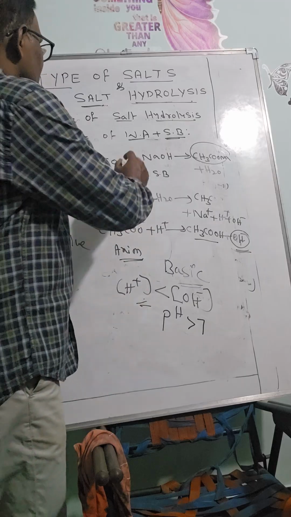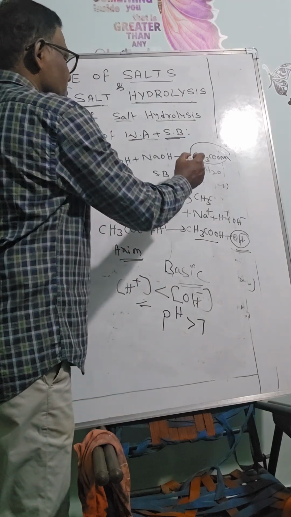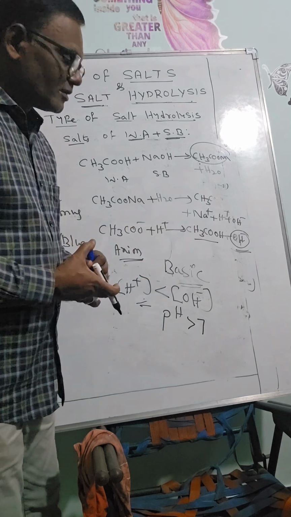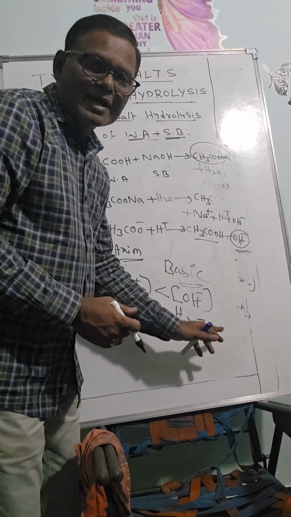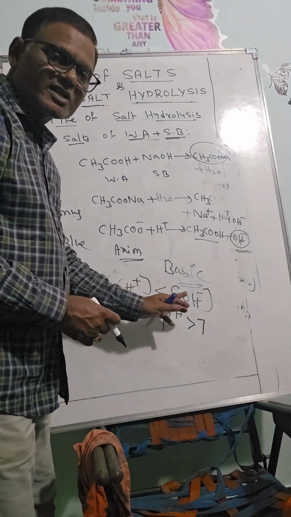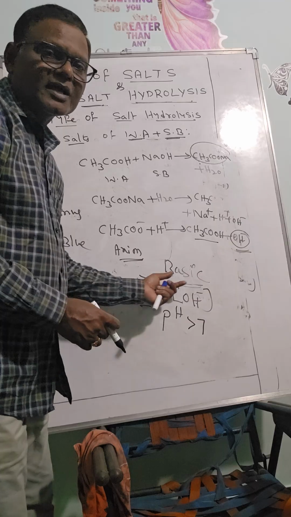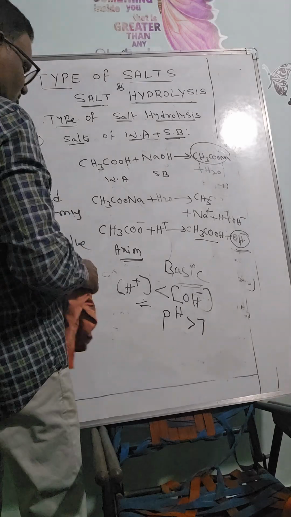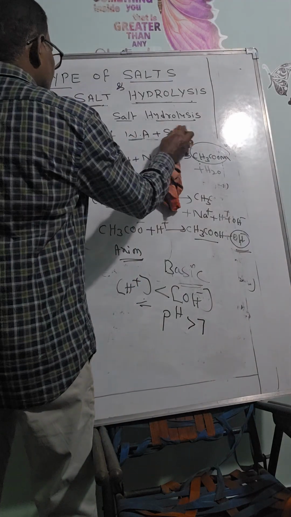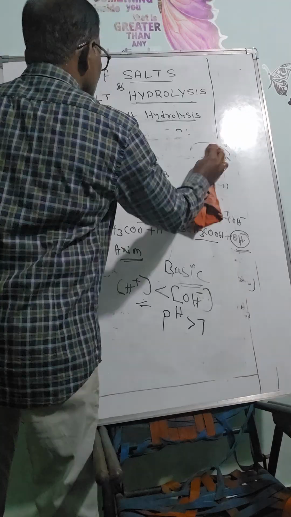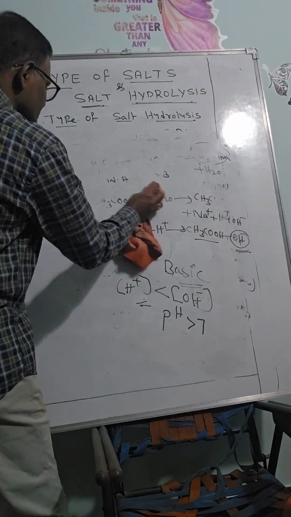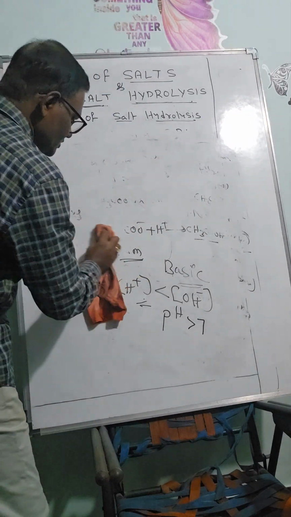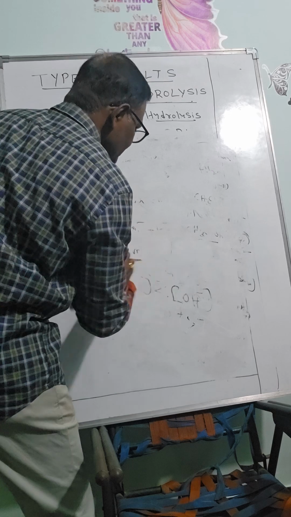Is it clear? So always the salts of weak acid and strong base, in aqueous solution, the nature is basic nature, and pH should be greater than 7. But what about H plus ions and OH minus ions? H plus ions are less than OH minus ions. Okay children, this is the second type of salts. So this type is over. Next goes to another type of salts, the third type. Already two types are over.